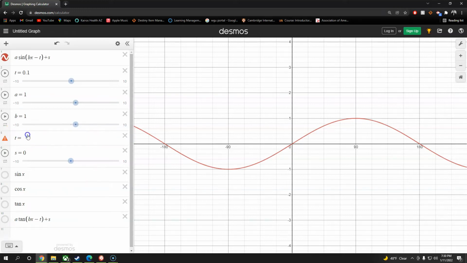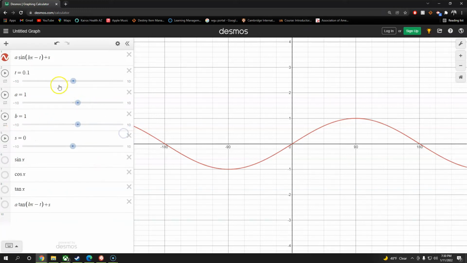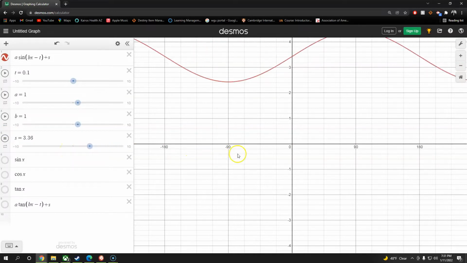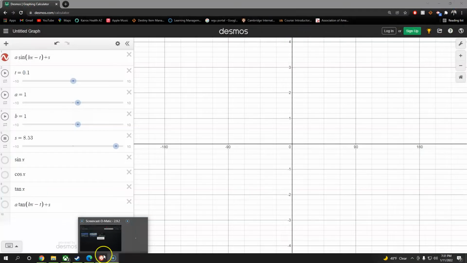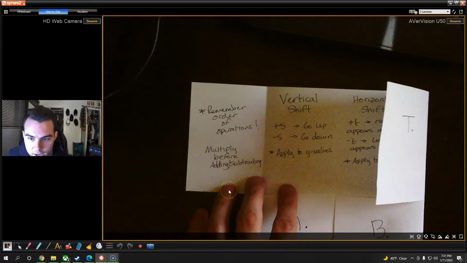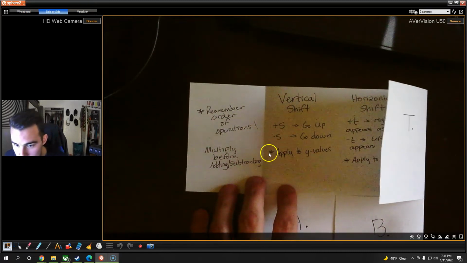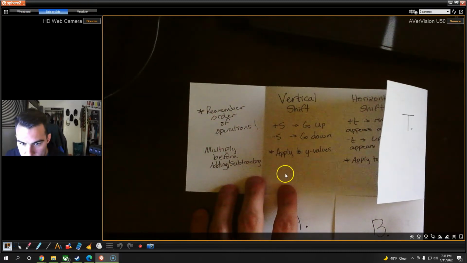We're going to do S this time because I already revealed it, and you know what S does because I just told you. But if you didn't catch it, it is a vertical shift up and down. So if it's negative, it's going down. If it's positive, it's going up. So let's see on our stab foldable. It's a vertical shift. And again, you're only applying this to your y values.